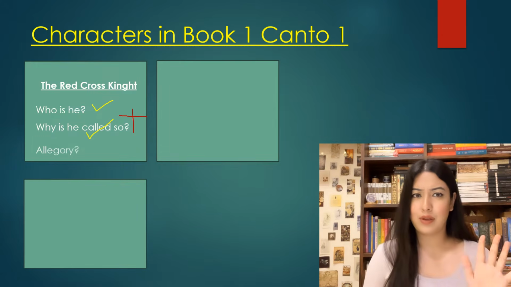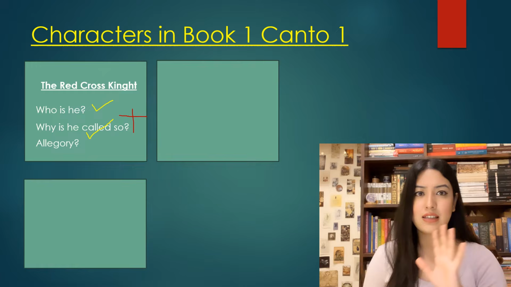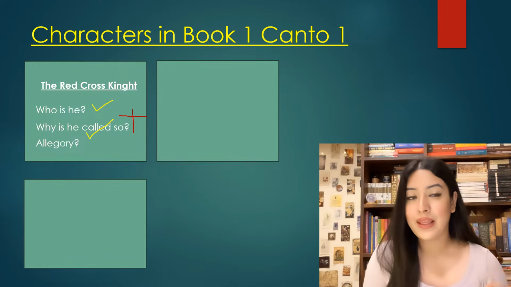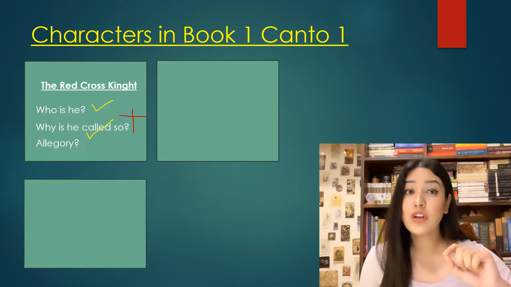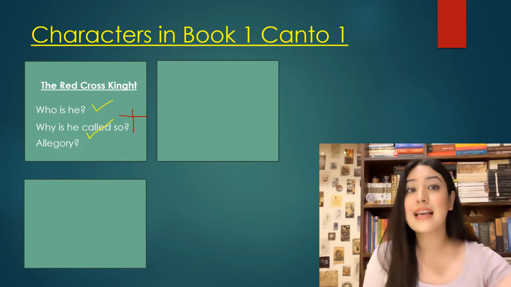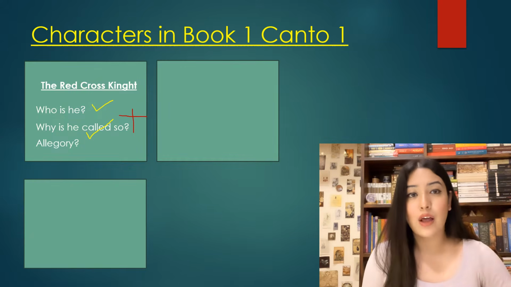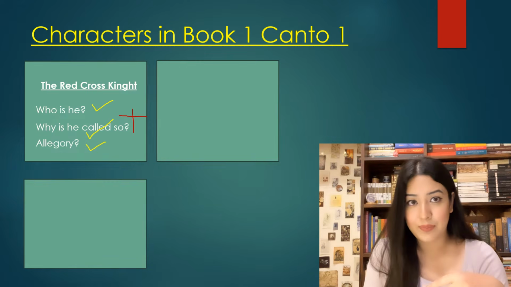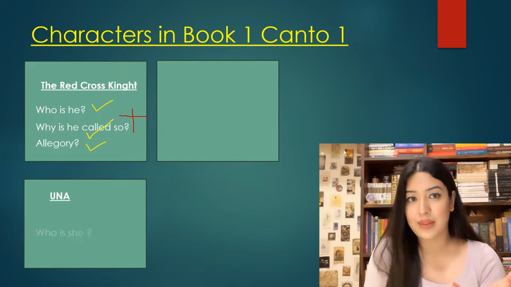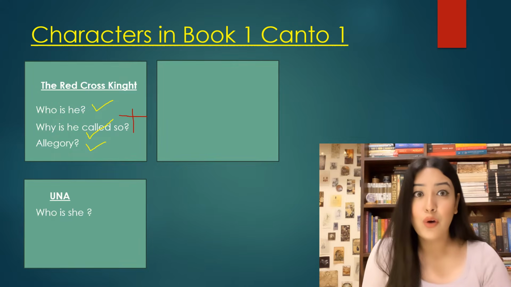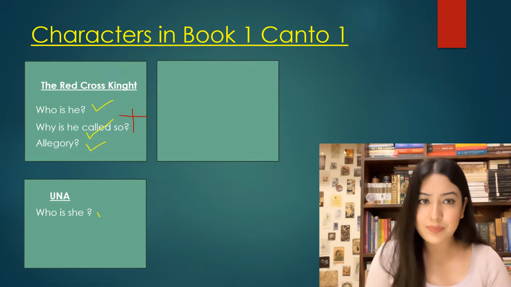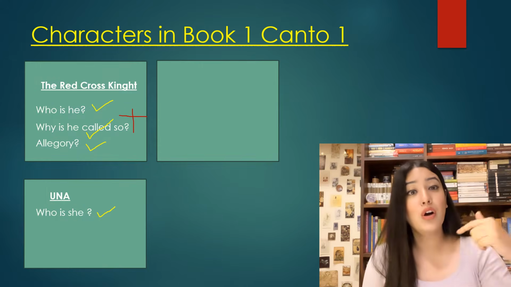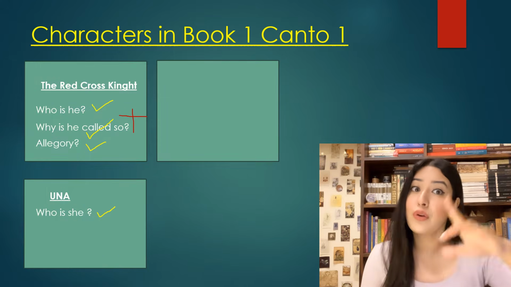This is the symbol, okay? This is the simple understanding of his character. But what is the allegory? Allegorically, the Red Cross Knight is the Knight of Holiness. He stands for holiness. We will understand this concept better once we know who Una is. Una, who is she? She is the daughter of a king whose kingdom has been attacked. It has been ravaged by a dragon, and now her own life is in danger from that dragon.